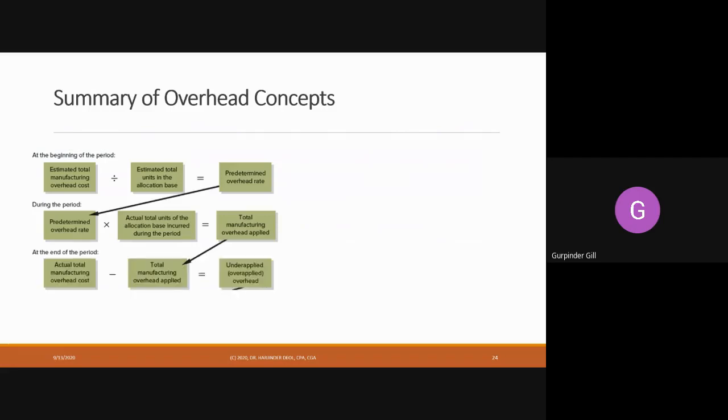So at the end of your period, you look at your actual manufacturing overhead cost minus what was applied during the year to determine whether we have over-applied or under-applied manufacturing overhead. Now, if this was significant, then we will have to prorate the difference between work in process inventory, finished goods, as well as cost of goods sold. If this was not significant, then we will write it off to our cost of goods sold.